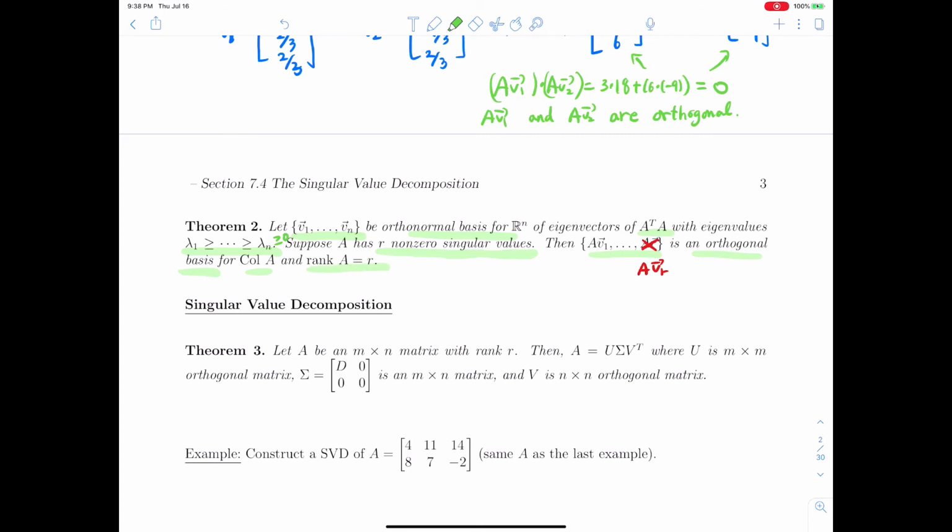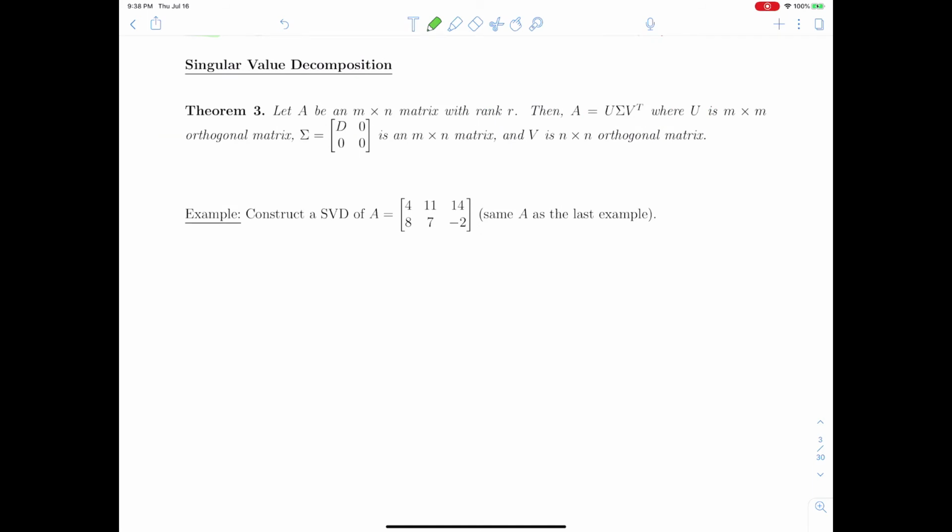So singular values also detect the number of basis vectors of the column space of A. Now, we're ready to do the singular value decomposition. So suppose that A is an n by n matrix with rank equal to r.